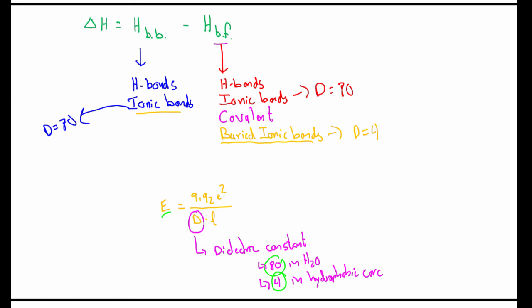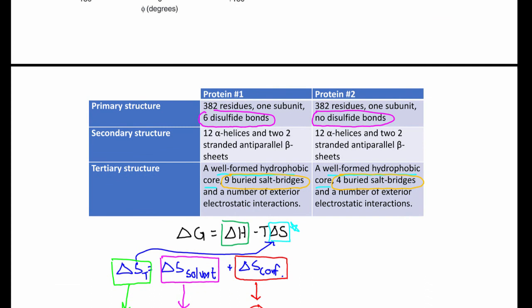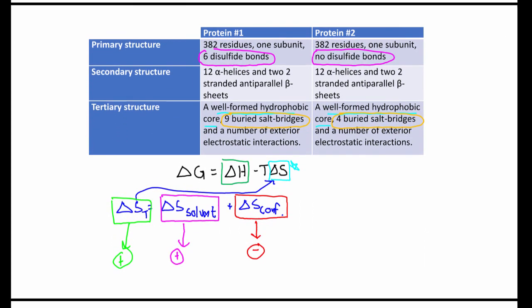Okay, now the question then, we go on and say this: would the delta H be different for the two proteins? State an argument for why you answered that the way you did. Well, let's come back up here. Look at protein number 1 and number 2 here. Protein number 1 has disulfide bonds, protein number 2 doesn't. Protein number 1 has 9 buried salt bridges, and there's only 4 buried salt bridges in protein number 2, right? And that means that protein number 1 is going to have a much larger bonds formed value than protein number 2. They probably both have the same bonds broken value.